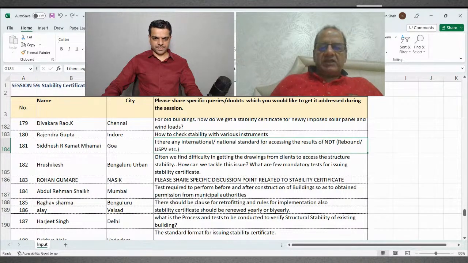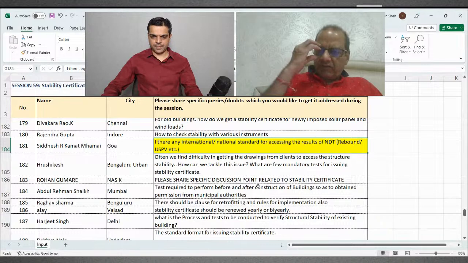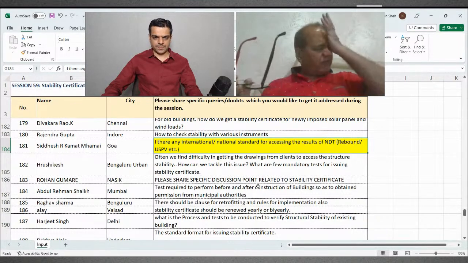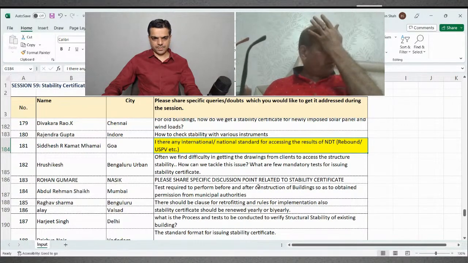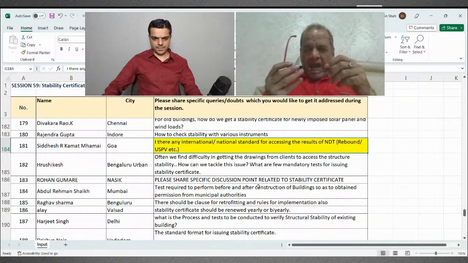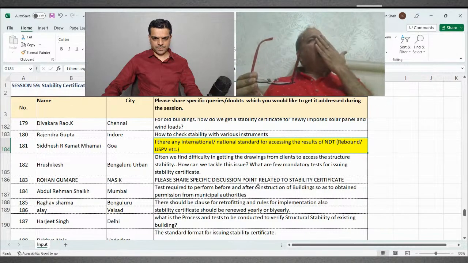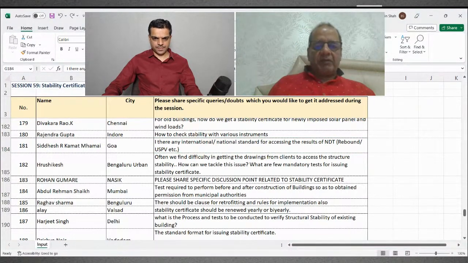Is there any international or national standard for assessing the results of NDT? There are many, for NDT and UPV. Very good books are there. I'll not suggest the names right now, I'm missing them, but I have two, three good books on that. IS codes are there. Other countries' codes are there, which help us in interpretation.